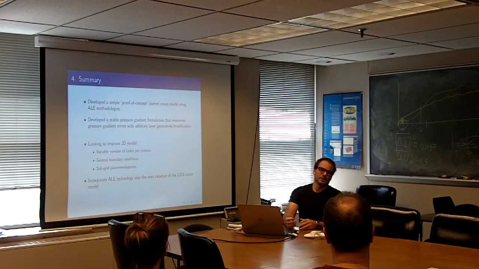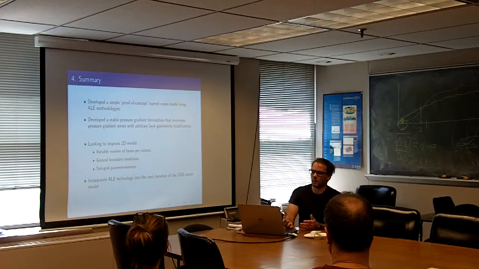Okay, so that brings me toward the end. Where I'm at the moment is that I have this 2.5-dimensional model working well, I feel. The pressure gradient formulation is maintaining the type of constraints that I think it needs to, and I'm able to simulate a variety of different 2D flow conditions.